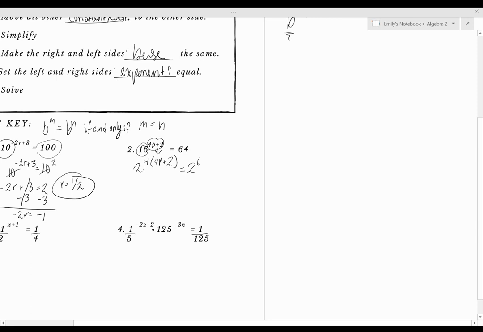And from here, we have the same bases, so we can just work with the exponents now. And we'll say 4 times 4p plus 2 equals 6. And we're going to do just distribution just like we typically would. We'll see 16p plus 8 equals 6. And when we solve everything out, we're going to see that p equals negative 1/8.